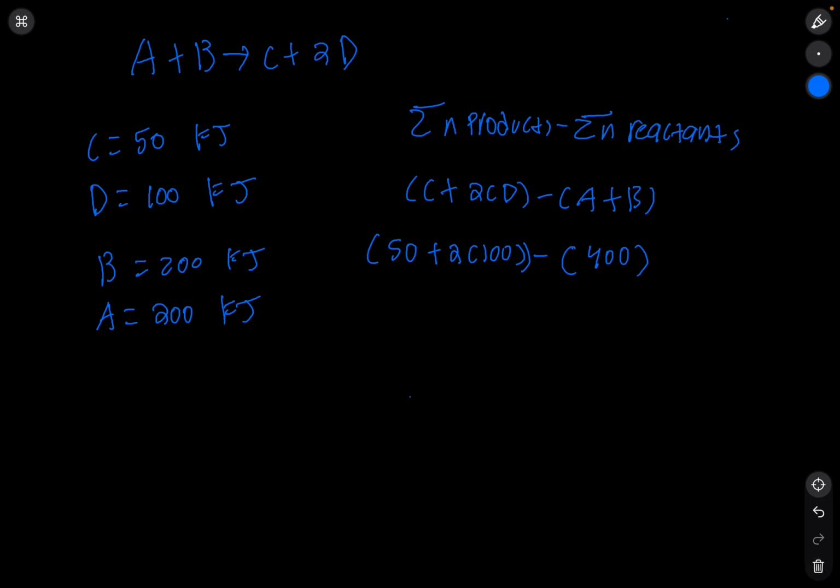So now we get 50 plus 2 times 100, which is 250, minus 400, which would lead to, I forgot kilojoules. Just imagine kilojoules everywhere, which would lead to a total enthalpy change of negative 150 kilojoules. This will mean that the reaction is exothermic, or is losing heat.